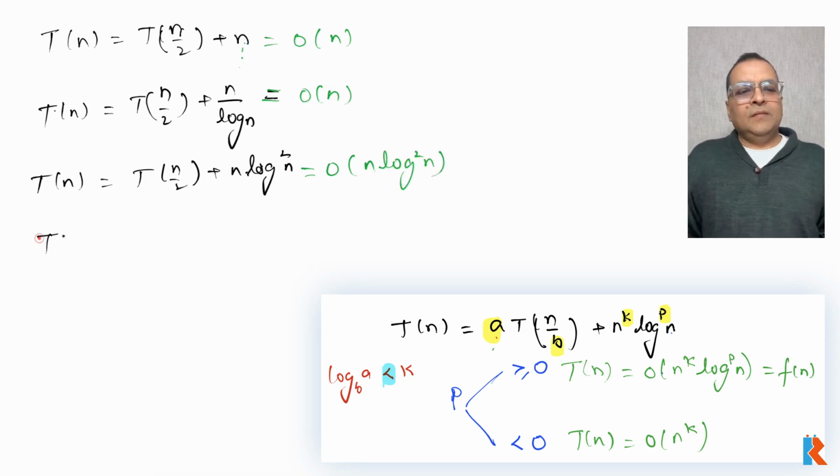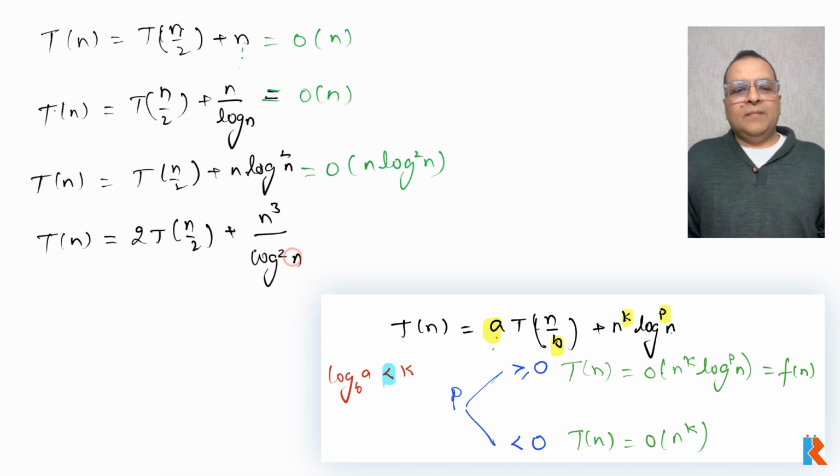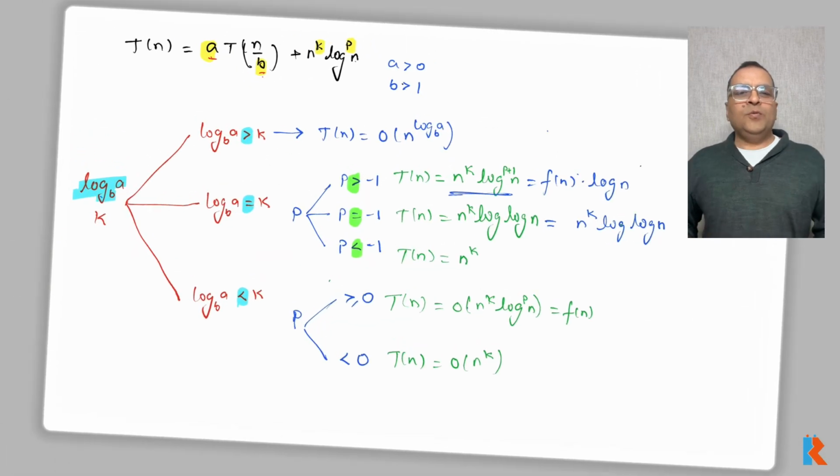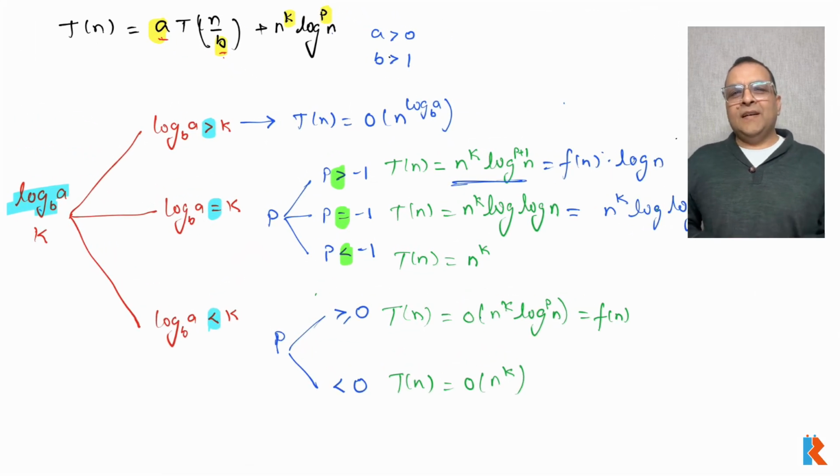Consider one more example. T(n) equals 2T(n/2) plus n cube divided by log square n. Again, a is 2, b is 2. So log of 2 to the base 2 comes out to be 1. So the first term is log a to the base b, which is 1. K in this case is 3. Log of a to the base b is less than 3. We consider the value of p. Because we have log n in the denominator, we ignore the denominator and this is equal to big O of n cube. I hope you may have realized that the master theorem is not as difficult as it appears to be.